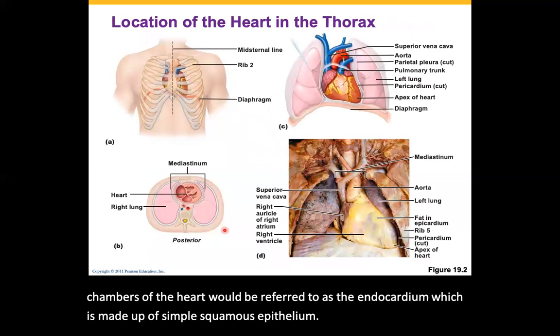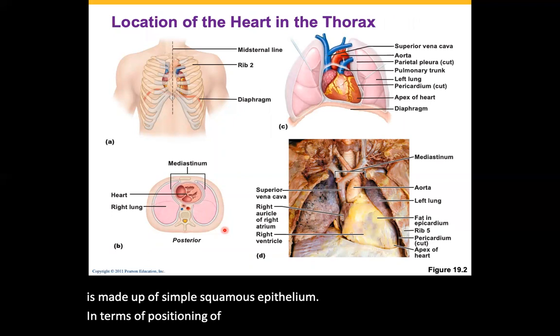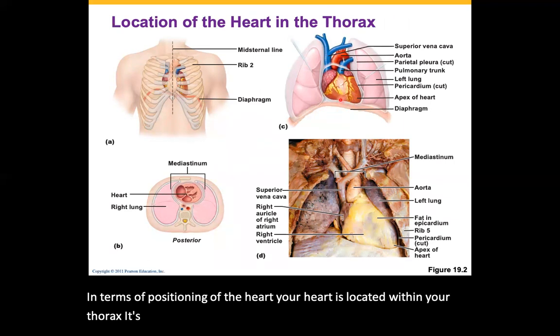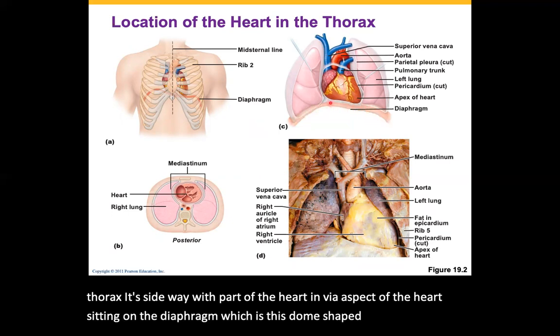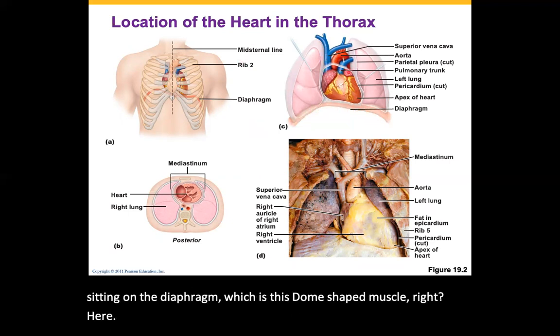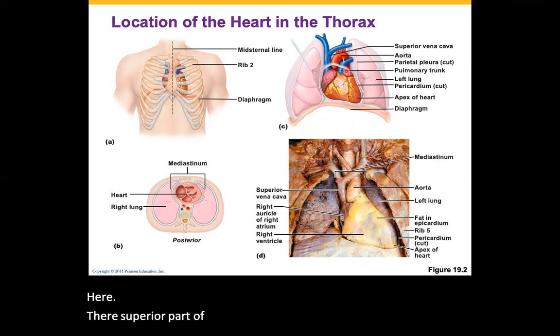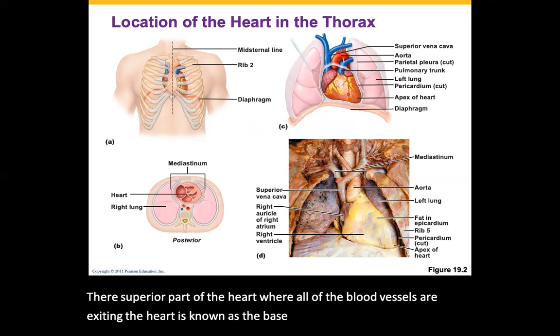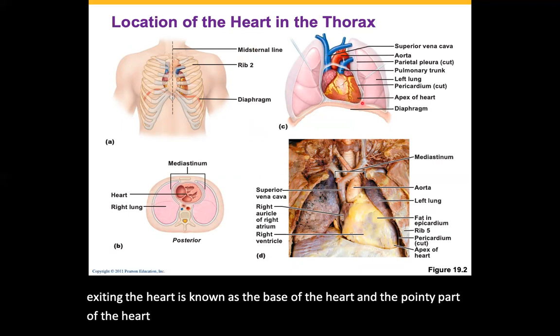In terms of positioning of the heart, your heart is located within your thorax. It sits sideways, with the inferior aspect of the heart sitting on the diaphragm, this dome-shaped muscle right here. The superior part of the heart, where all of the blood vessels are exiting the heart, is known as the base of the heart. And the pointy part of the heart, which creates an indentation in the left lung, is called the apex of the heart.